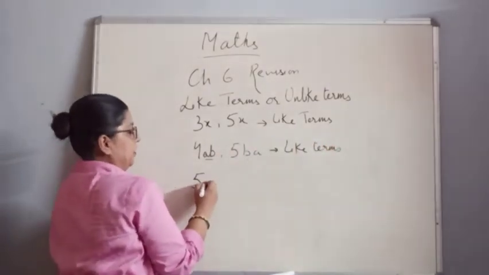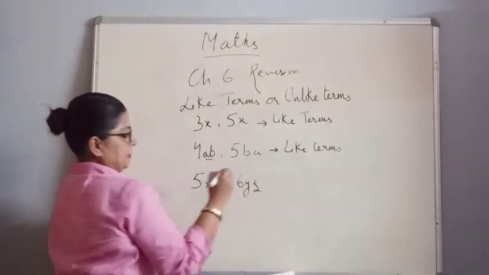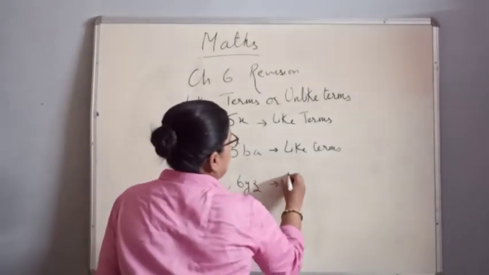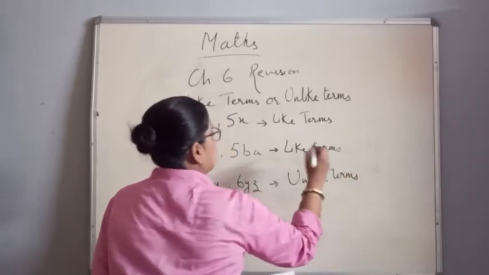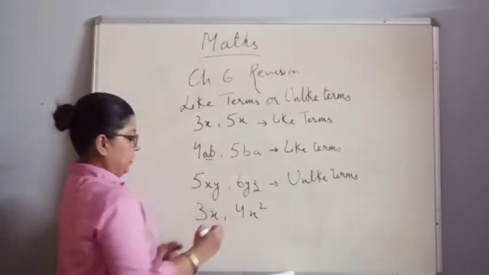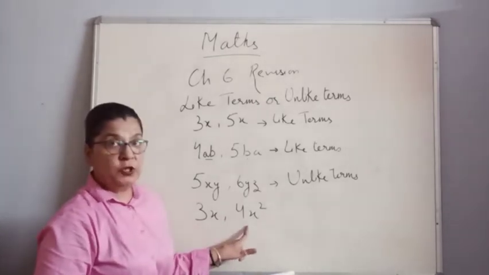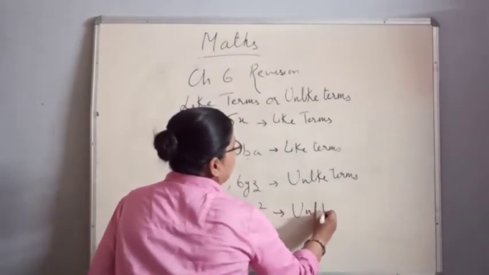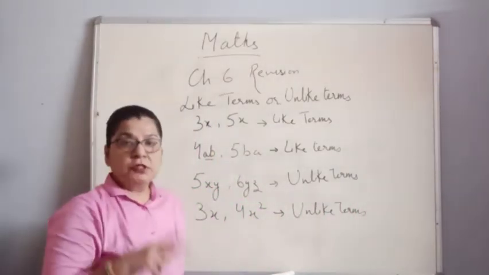But if I am having 5xy and 6yz, it is having xy, it is having yz. So these are unlike terms. If we are having 3x and 4x square, x and x both are there, but it is x to the power 1, it is x to the power 2. So still they are unlike terms. Because we have to see the alphabets, means variables, as well as powers. We have to see both.